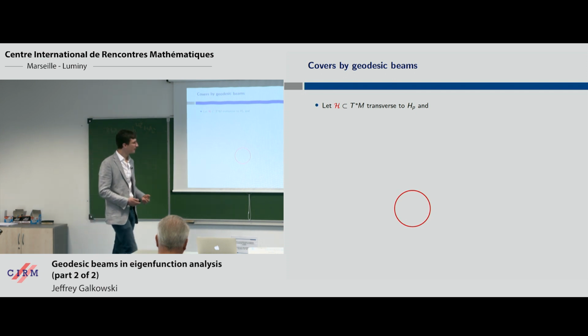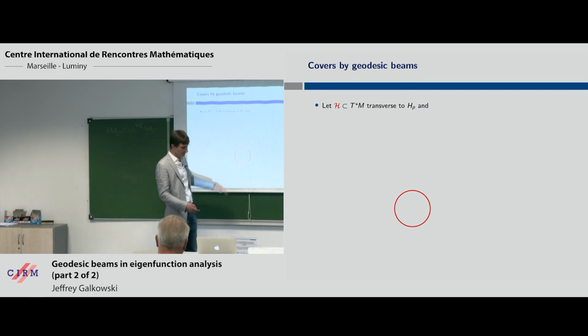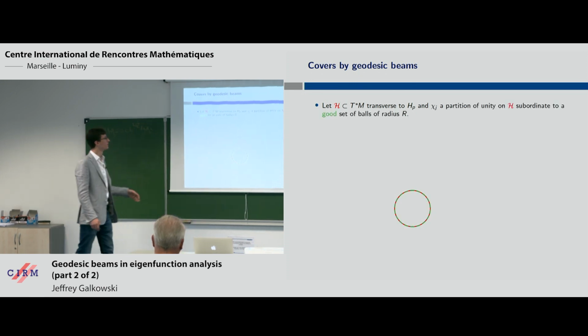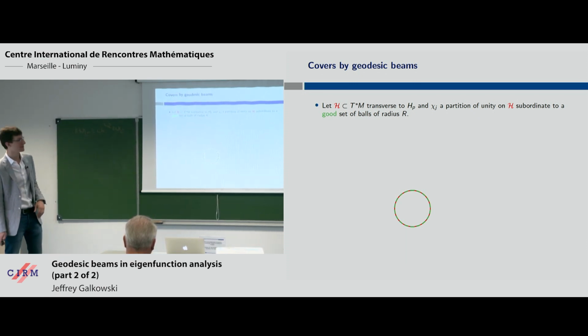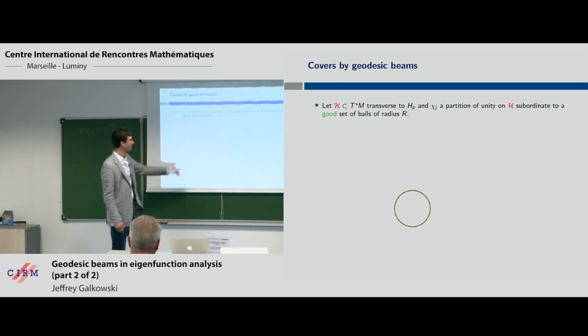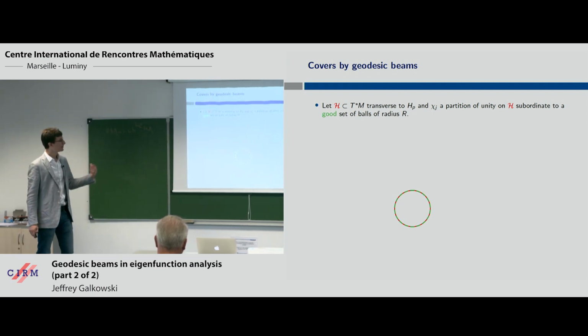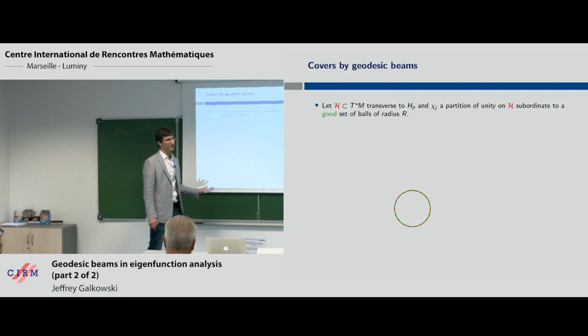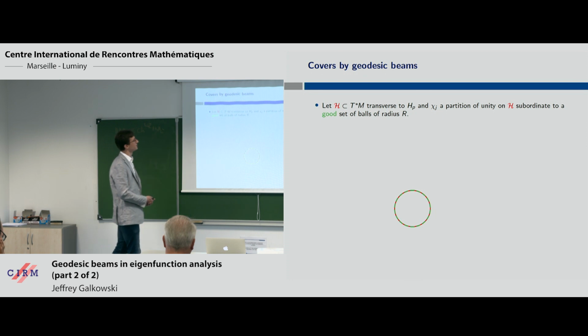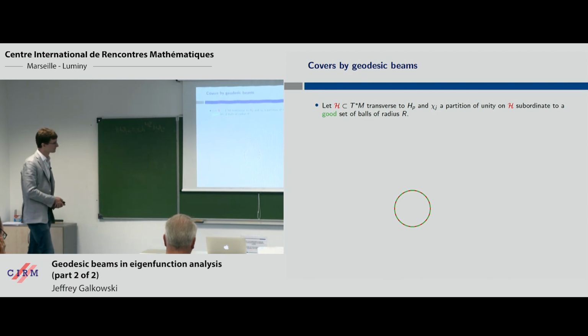And I'm going to cover this transversal to the flow by some kind of good balls, right? Maybe you can see the green. I don't know, it's pretty small in the back, but I cover this red set by some balls, and I build a partition on those balls. Those balls will be of small radius, of radius r. Right? And that you know how to do, we all know how to do.